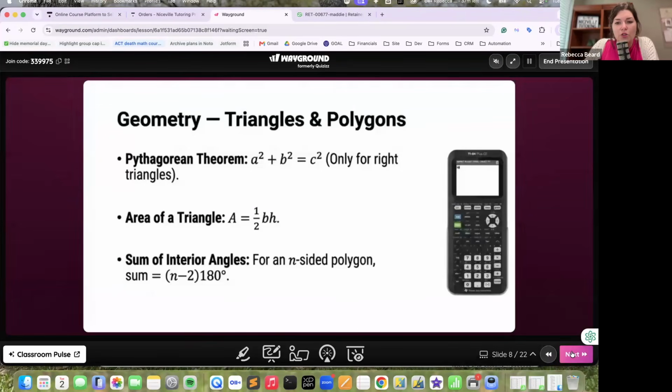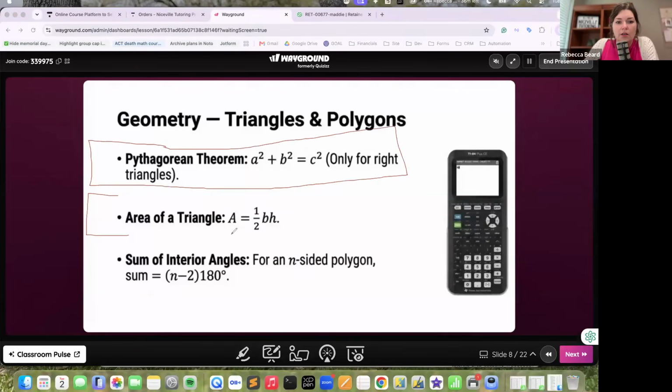Okay, so let's go into a lot of people's worst nightmare, which is geometry. I don't know, everybody has different feelings about geometry. Some people love it. Some people hate it. Here is what is going to get you in a pickle. If you cannot do Pythagorean theorem, please, please, please learn that.